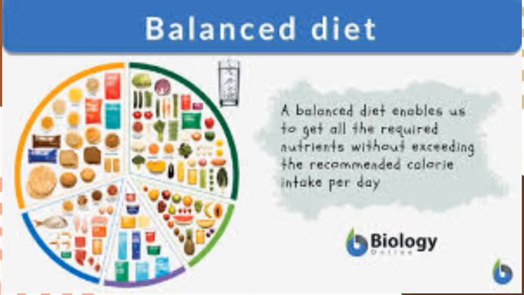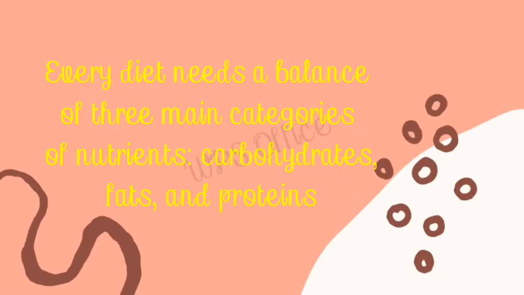Now, balanced diet enables us to get all the required nutrients, without exceeding the recommended calories to be taken per day. So if your food must be balanced, it must contain all the required nutrients. Take note of this: every diet needs a balance of 3 main categories of nutrients. It must have carbohydrates, fats, and protein. So when your food has carbohydrates, fats, and proteins in it, then it means you have a balanced diet.